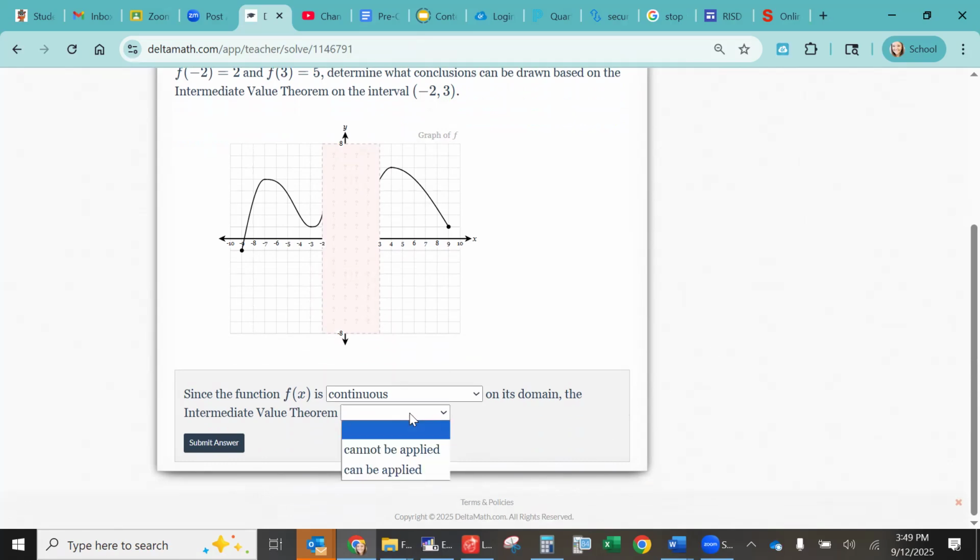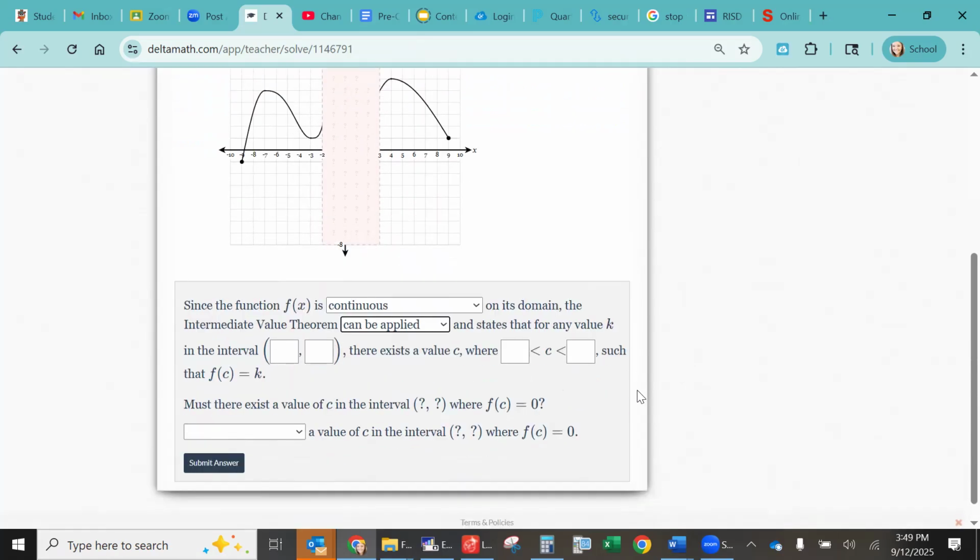Now, it can only be applied if certain conditions are true. So as soon as you hit that you can use it, a bunch more boxes pull up. Okay, it says for any value k on the interval, now this is important, k is a y value. So what are the y values where the graph cuts off? My first y value is 2, because we're listing how high or how low it is. And my ending y value is 5. Do you see that? So my k has to be between 2 and 5 for my height.